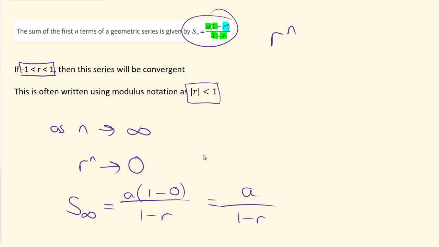Now, it'd be really nice if we could confirm that this works with the example we had with the intuitive answer. In our example, a, the first term, was 1, and r, the common ratio, was a half. That means S infinity, the sum to infinity, is 1 divided by 1 minus a half. And 1 minus a half is a half. 1 divided by half is 2, which is our intuitive answer, and it's exactly what we expected.